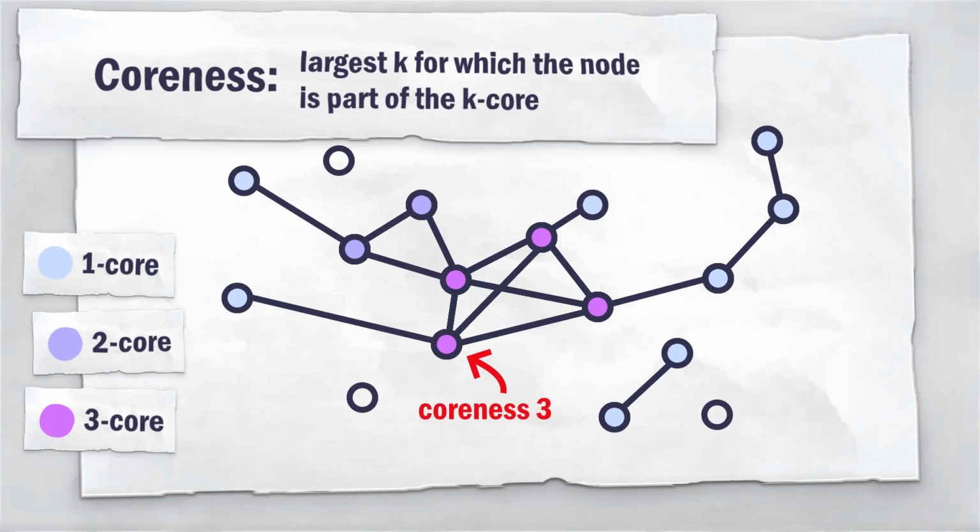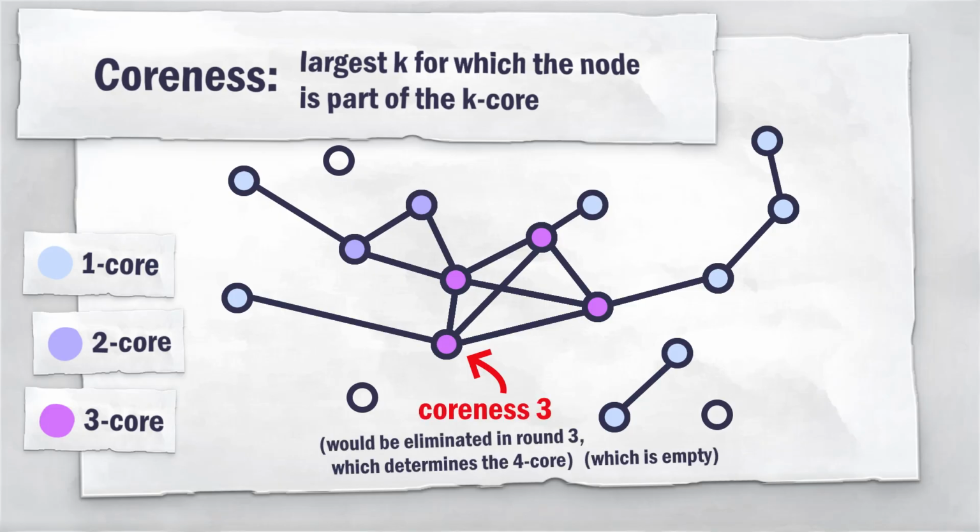You could also say it's the round where it got eliminated. If it survives up to round number k, it has coreness k. And the higher the coreness, the more central the node. When it survives all the elimination rounds, it's part of the inner circle.